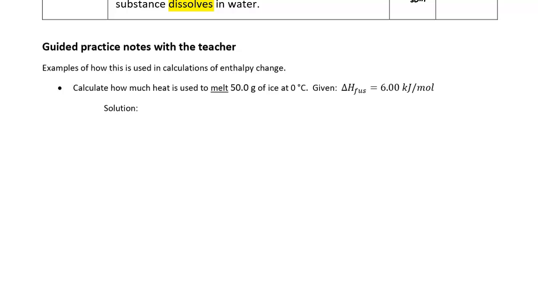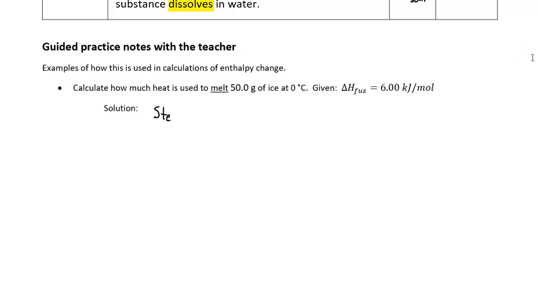Here's the first question. Calculate how much heat is used to melt 50 grams of ice at a temperature of 0 degrees. And we're given that delta H fusion for this temperature is 6.00 kilojoules per mole. And there's a spot to write out the solution.